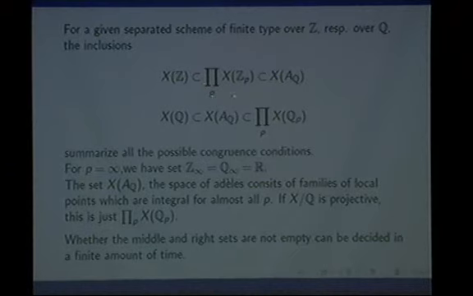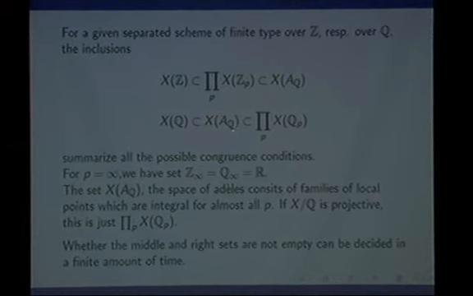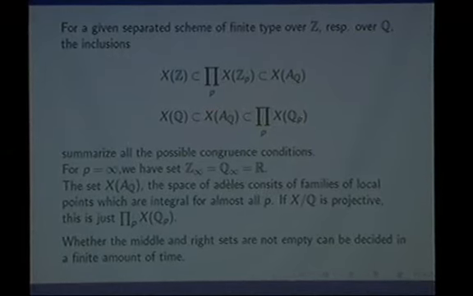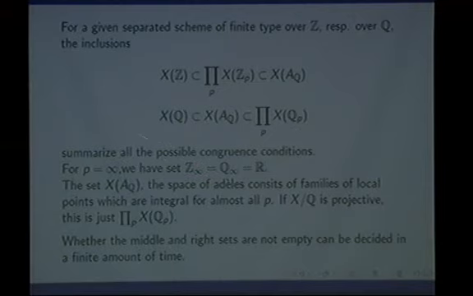The solutions with coefficients in Zp sit themselves in something called the adeles of X, which I will not define. And then the rational points sit in the adelic points of X over Q, which sits in the product of the X of Qp. So the adeles is something which sits in the product of X of Qp, but which is a bit better. You want that at almost all primes p, the coordinates are integers. Okay? And so these inclusions summarize all the possible congruence conditions you could think of for a given X, that is for a given system of equations.